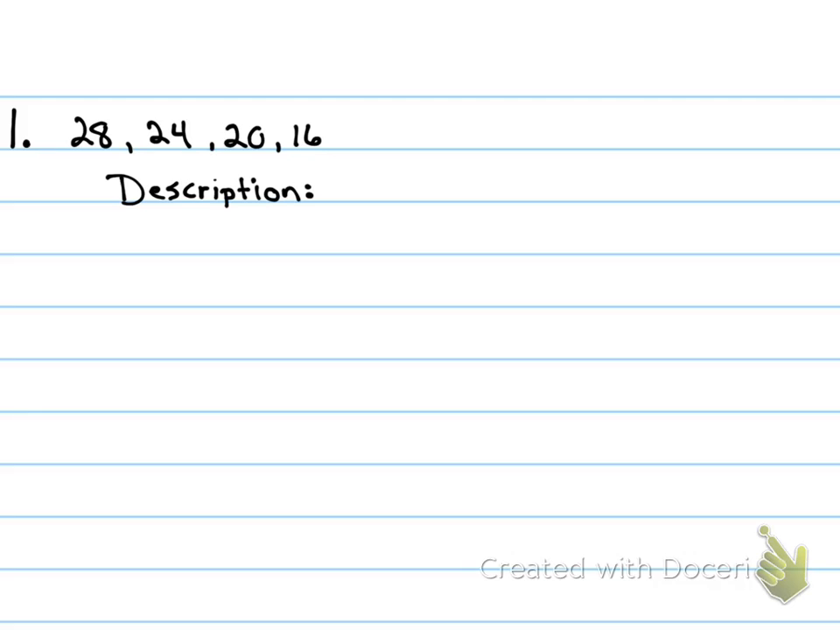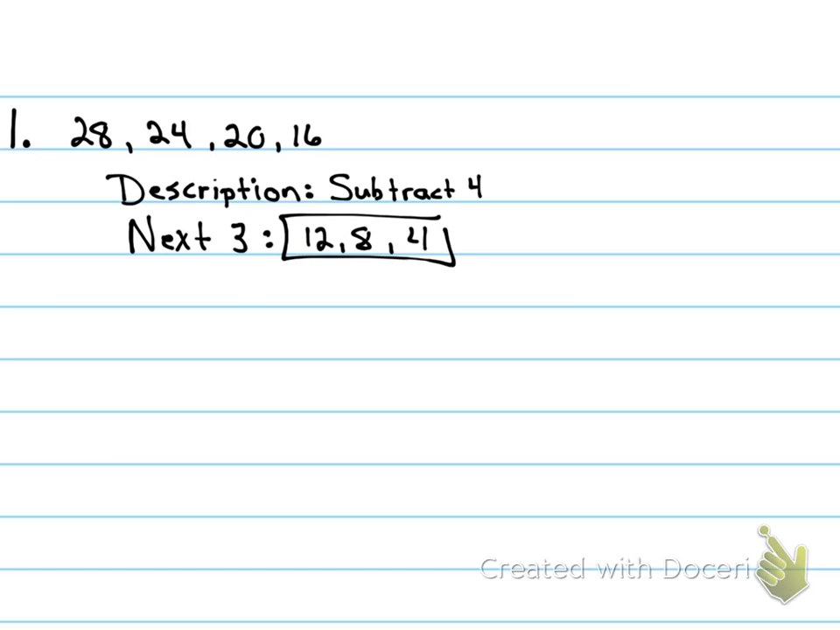So my original 4 numbers are 28, 24, 20, and 16. What is the description of this pattern? Just tell me. Not going down by 4, but you are subtracting. Make sure you use the term, the operation. So we are subtracting by 4. And then what are the next 3 numbers in the pattern? 12, 8, and 4. Very good. You can write them as the next 3, or on your homework you can just fill them in after the original numbers in the series. Either way is acceptable. You don't have to do both.